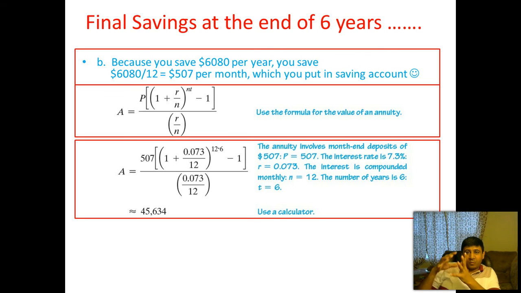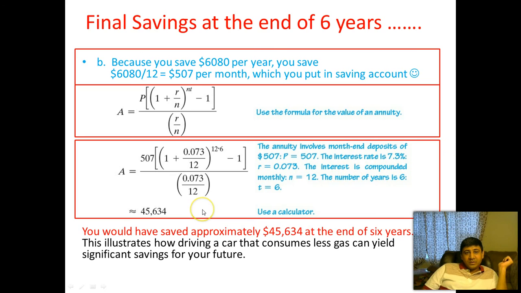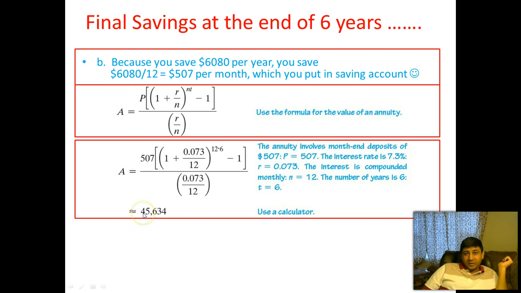Unless you put it into a really good investment, there you might get that. You put it in some stocks, Apple stocks or something. But if you go for the regular savings account, it's less than 1%. But anyways, suppose you find something which gives us 7.3%. So our savings from the gas at the end of 6 years will turn into $45,634.